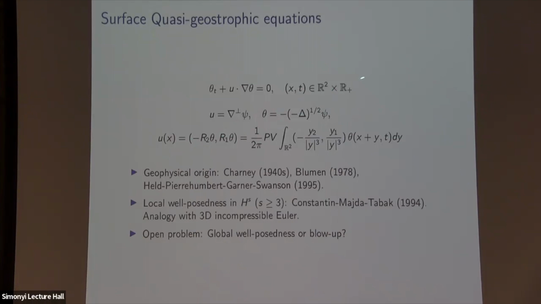These equations come originally from geophysics. Geophysicists were trying to use them to model fronts of hot and cold air. They did many numerical simulations in the 40s and beyond. But it wasn't until the 90s when Constantin, Majda, and Tabak showed, first of all, local well-posedness in a Sobolev space, and on top of that, the analogy with 3D Euler. This is because of the order of the singular integral operator. There are some more strong analogies between SQG, which is a 2D problem, and 3D Euler. But yet, even in this case, we don't know if there is finite time blow up or global well-posedness. That's still the main open question for this problem. There have been some advances lately, but this is still a very difficult question.